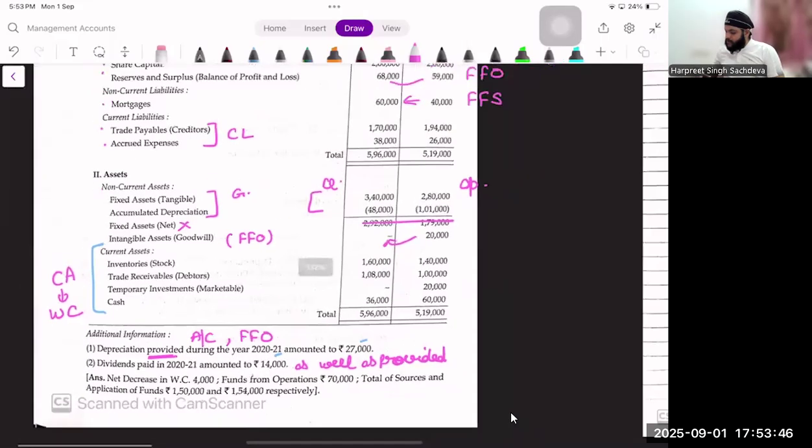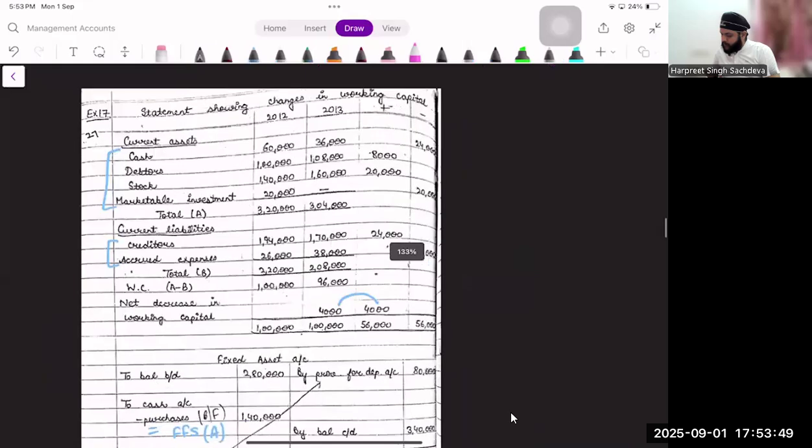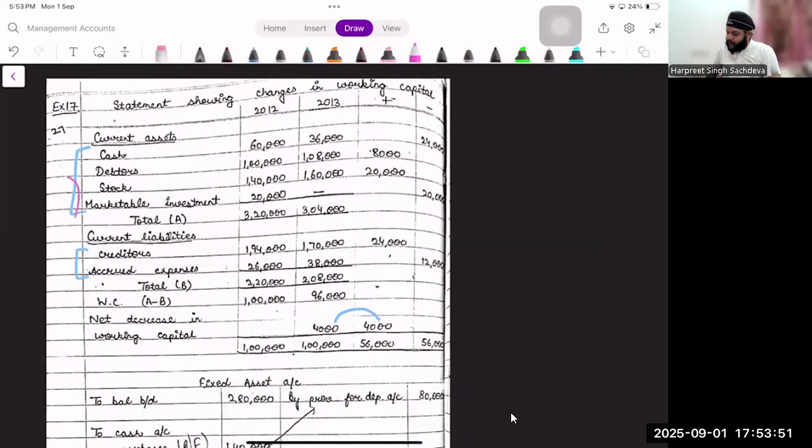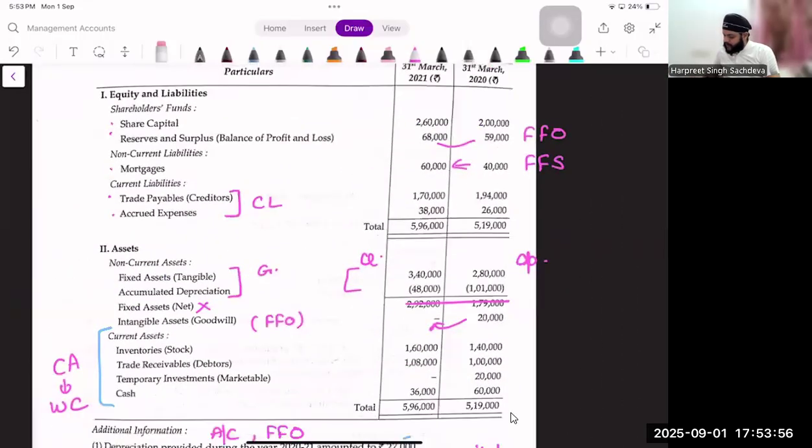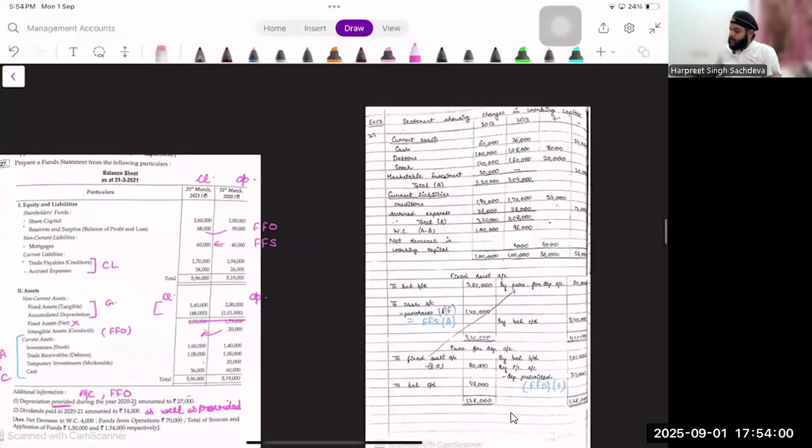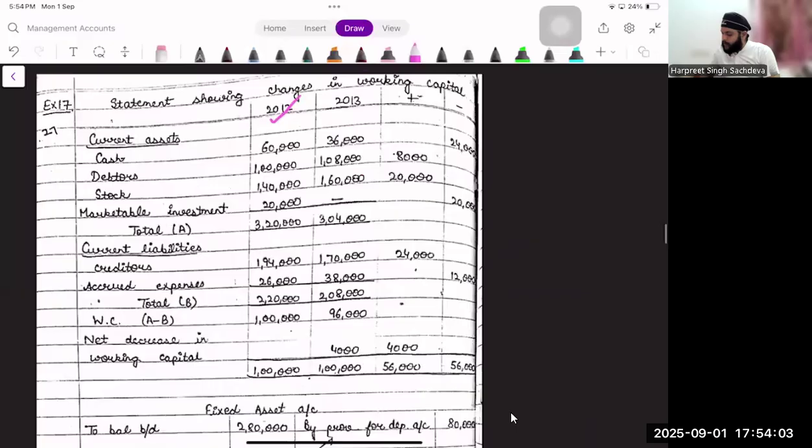Okay. So no doubt. So we'll cover up first of all statement showing changes in working capital. Simply current assets Raja हमें पता है. Yes or no? All the current assets: inventories, trade receivables, temporary investments and cash. First of all, we'll put the opening balances, then the closing balances. ठीक है, two columns we have made. Total of A, total of B. A minus B is the working capital. It is reducing, so 4,000 will come here like a balancing figure, and it is net decrease in working capital. Okay, Raja, yes or no?